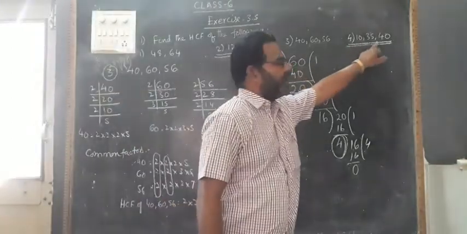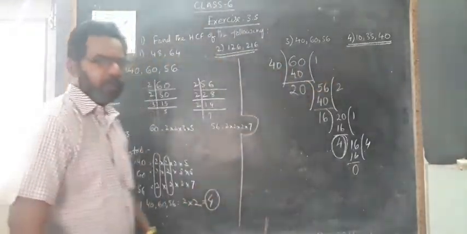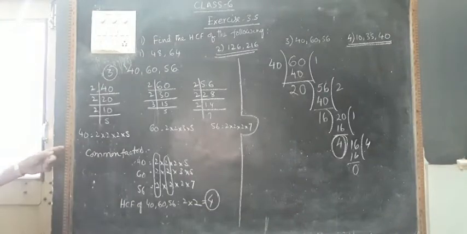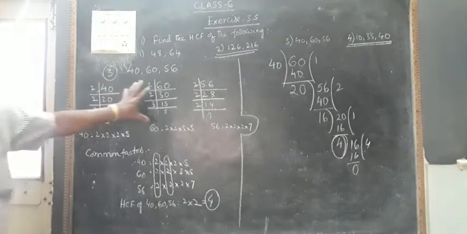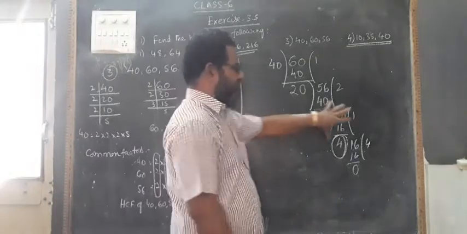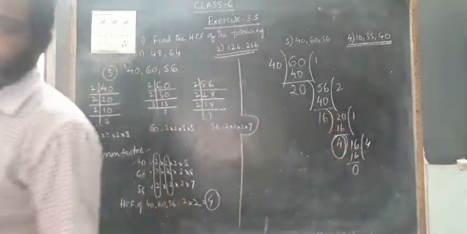Now we shall go for the fourth sum. Fourth sum you have to do your own. Please pause the video and note down this sum in these two methods. First one is prime factorization method, second one is division method. Okay.